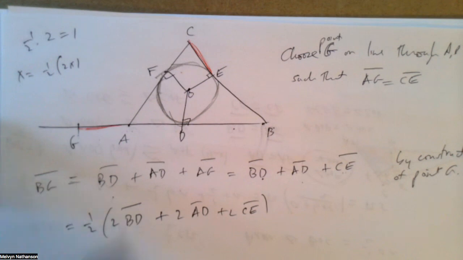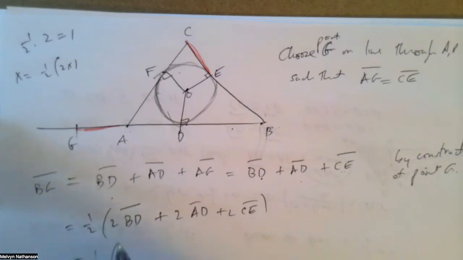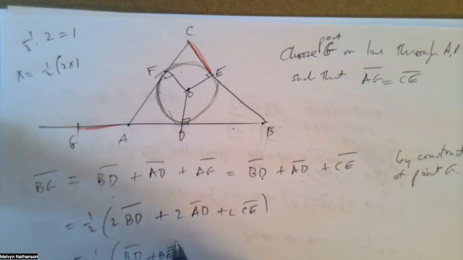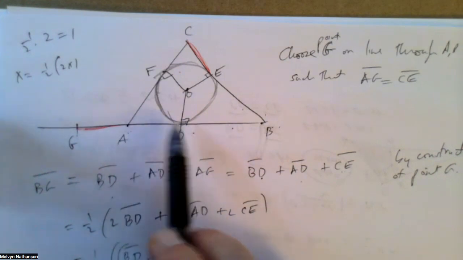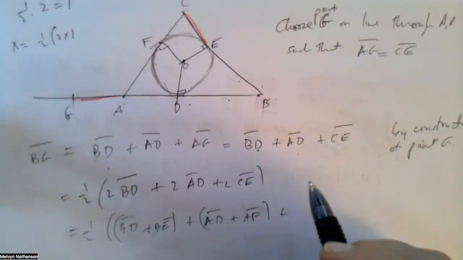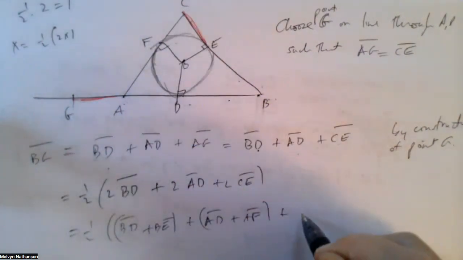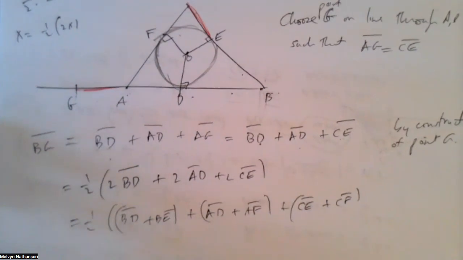Now, the distance from B to D equals the distance from B to E. So this is 1/2 of BD plus BE, because these two distances are the same. And the distance from A to D is the distance from A to F. So 2 times the distance from A to D is like the distance from A to D plus the distance from A to F. And the distance from C to E is the distance from C to F. So this is the same as the distance from C to E plus the distance from C to F.